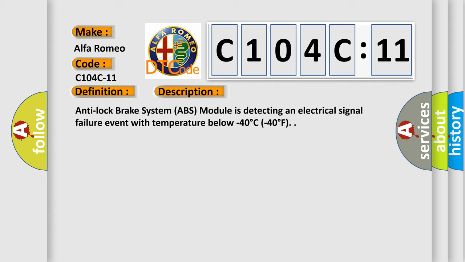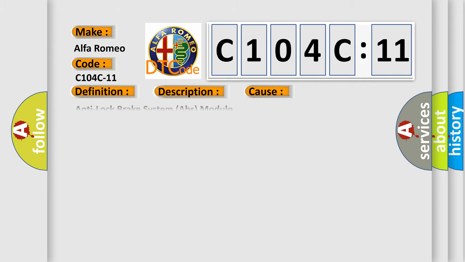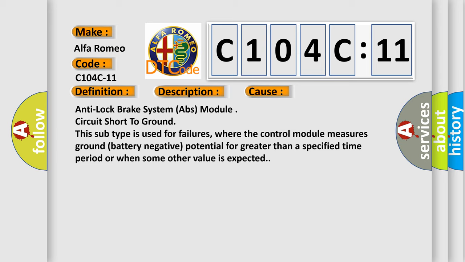Anti-lock brake system ABS module is detecting an electrical signal failure event with temperature below minus 40 degrees Celsius, minus 40 degrees Fahrenheit. This diagnostic error occurs most often in these cases: anti-lock brake system ABS module circuit short to ground. This subtype is used for failures where the control module measures ground, battery negative potential, for greater than a specified time period or when some other value is expected.